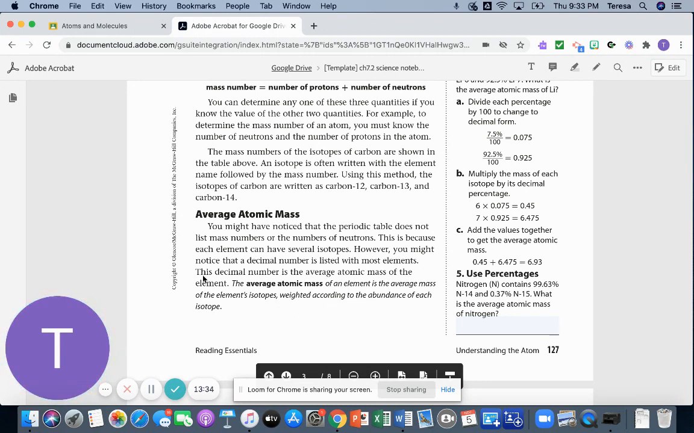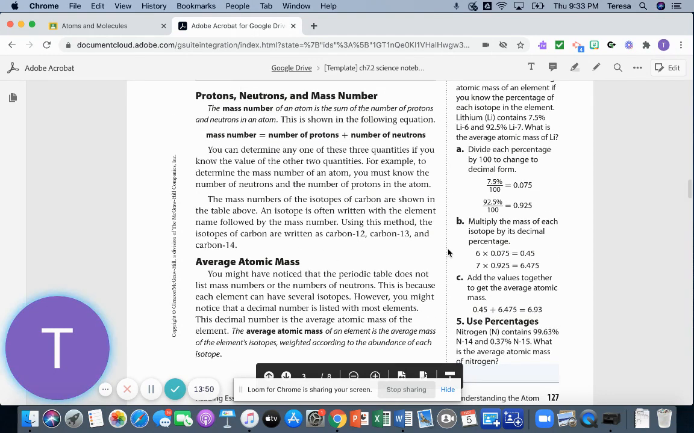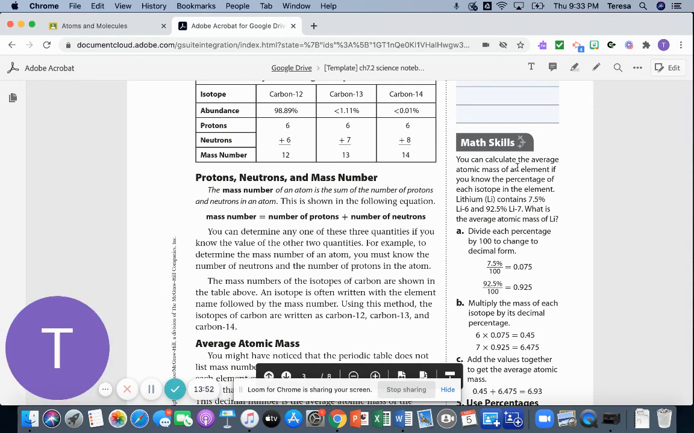This is kind of a complicated idea. The idea is that essentially we've got these different masses, right? 12, 13, and 14. We kind of average them out, but we average them out based on how common they are. So how do we do that? This is the process over here on the right-hand side. You can calculate the average if you know the percentage of each isotope in the element.